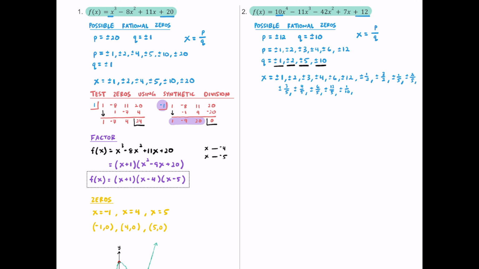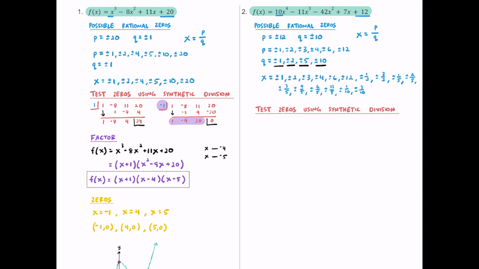Then move on to 2 over 10. Now 2 over 10 is the same thing as 1 over 5, which we already have, so let's skip it. Then we have 3 over 10. I think that one's new. So plus or minus 3 over 10. And then we have 4 over 10, but 4 over 10 is 2/5, which we already have. We can skip it. 6 over 10 is the same thing as 3 over 5. We can skip it. And then 12 over 10 is the same thing as 6 over 5, so we can skip that. So this is going to be our entire list of possible rational zeros for this quartic polynomial.